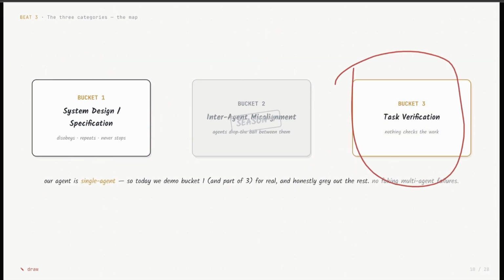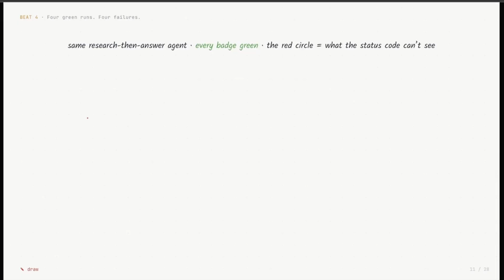Then the task verification failure mode. This happens when nothing is checking whether the work was actually right. Some of that is single agent, some needs a second agent, of course. Our research-then-answer agent, the example that we had, is a single agent. So today we're going to demonstrate the single agent failures in our presentation. Instead of running one agent twice, we're going to look at 4 short runs of the same research-then-answer example, the one you've known since episode 1. If you don't know the example, please check the other episodes.